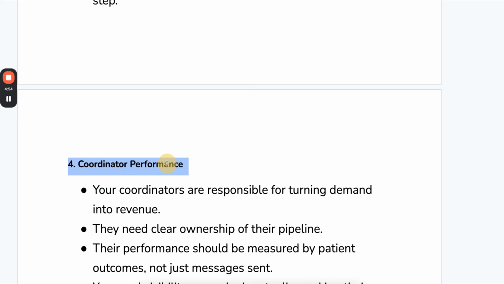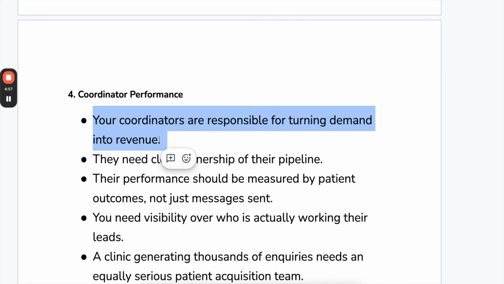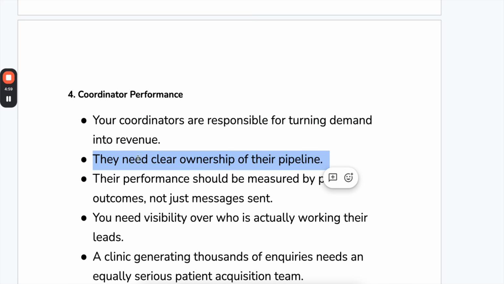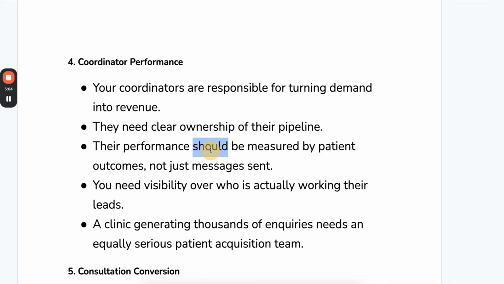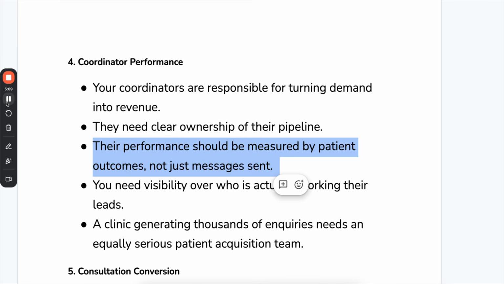And number 4 is coordinator performance. Your coordinators are responsible for turning demand into revenue. They need clear ownership of their pipeline, so they need to know exactly who they're dealing with every day, and their performance should be measured by patient outcomes, not just messages sent. So if you have people who are sending messages every single day, you want to look at, yes, are they sending their messages and hitting their numbers every day, but are they getting results? What are the results that are coming in? And this is very important, because if you don't do this, then you're not going to have the results you're looking for. You're not going to get 700 plus patients extra every month because you're not doing this.